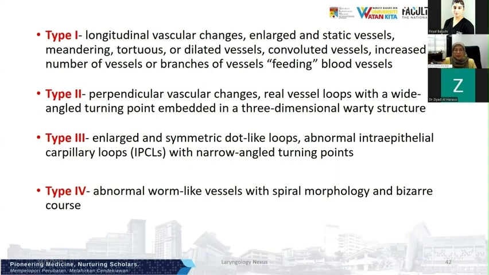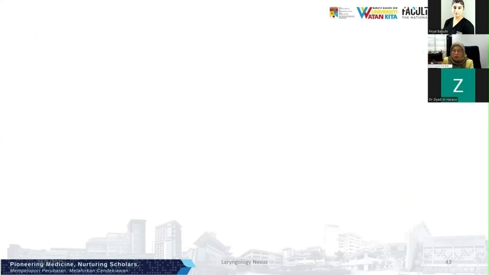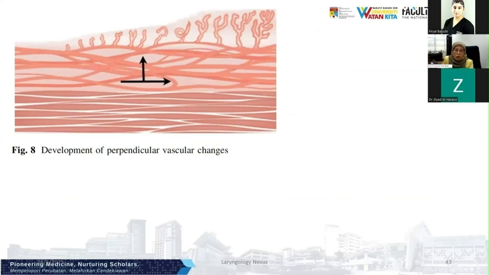whereas you can see a longitudinal vessel on the mass from the surface, which looks tortuous and ectatic. Whereas type 2, type 3, and 4 are perpendicular vessels, which come from the base and go to the surface of the lesion. That's why it is called perpendicular vessel. And based on the pattern of the vascular pattern, it may tell you whether it is pre-malignant or malignant.